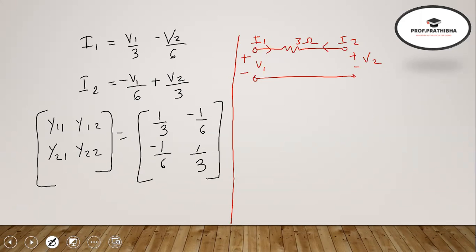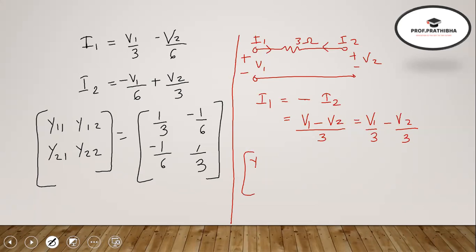So what will happen here? I can say that I1 is minus I2, because they are exactly opposite of each other. And if I say so, I can also say that I1 is (V1 minus V2) divided by 3. Correct, I can write this. That means I can write this as V1 by 3 minus V2 by 3. So this way we have got it. You don't have to do anything now. You've already got it in that particular form.